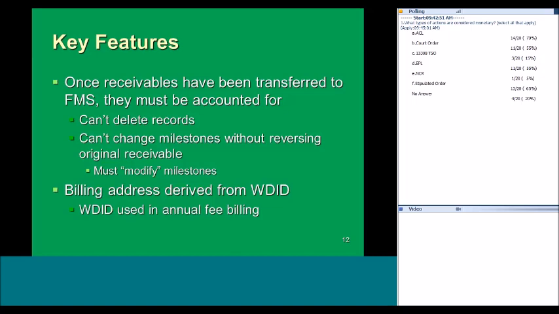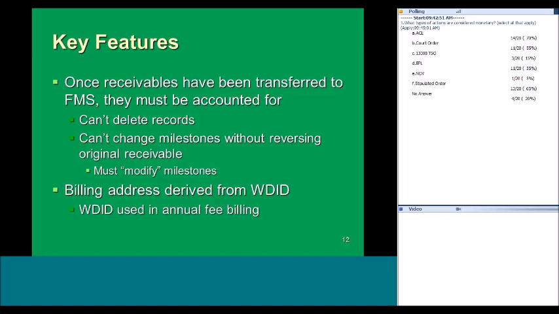You do still have some flexibility, though, by using a status called modify, and I have an example later on. But basically, if you make a mistake in one of your milestones that you say the due date is the wrong due date, you can put modify as the status of the milestone and recreate it, and that will reverse out the original receivable and create a new one. And again, I'll be going through that in more detail.